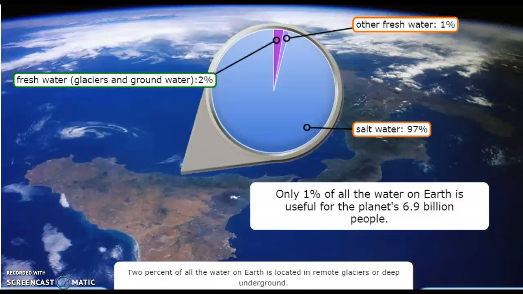2% of all the water on Earth is located in remote glaciers or deep underground. This water is fresh, but it is not easily available to be used for drinking water or irrigating crops.